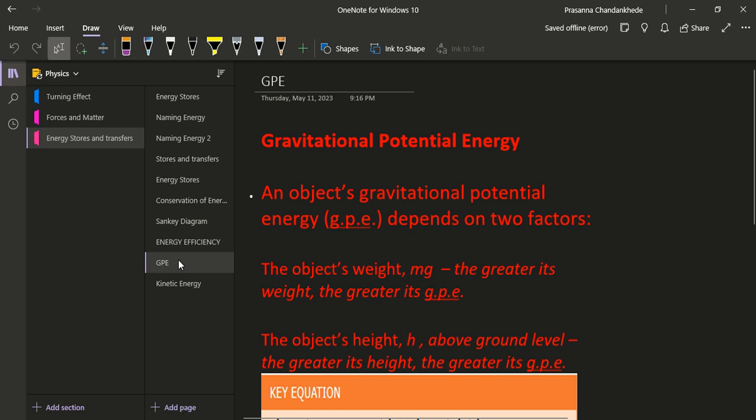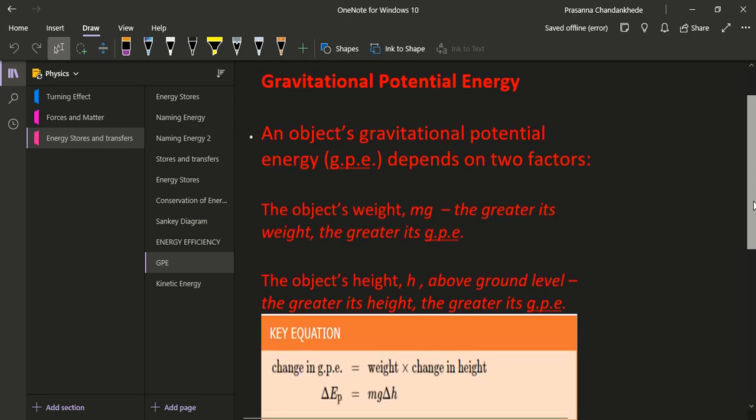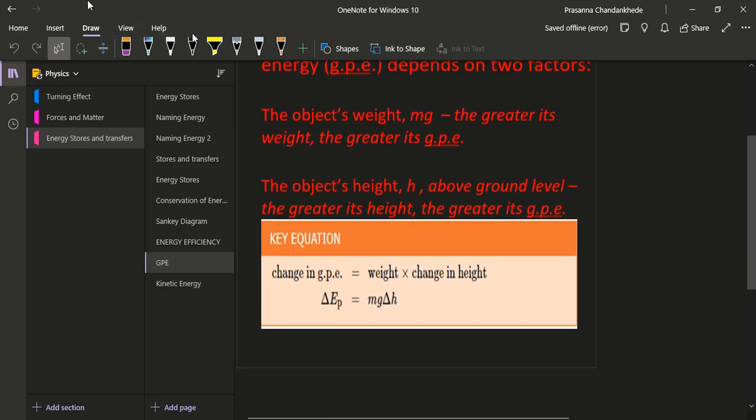Gravitational potential energy. An object's gravitational potential energy, or GPE, depends on two factors: the object's weight, which is mass times gravity. The greater its weight, the greater its gravitational potential energy. The second factor, the object's height above ground level. The greater its height, the greater its GPE. So change in GPE is calculated by weight times change in height.